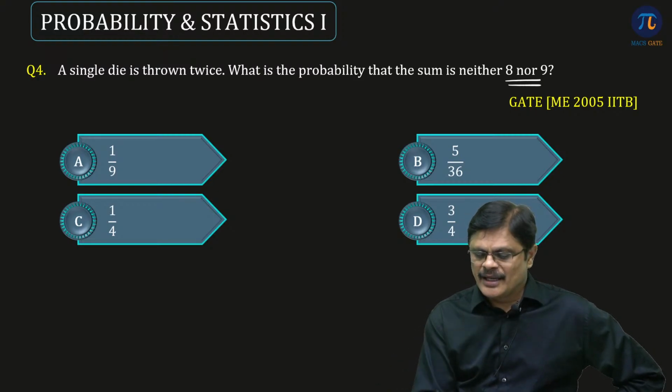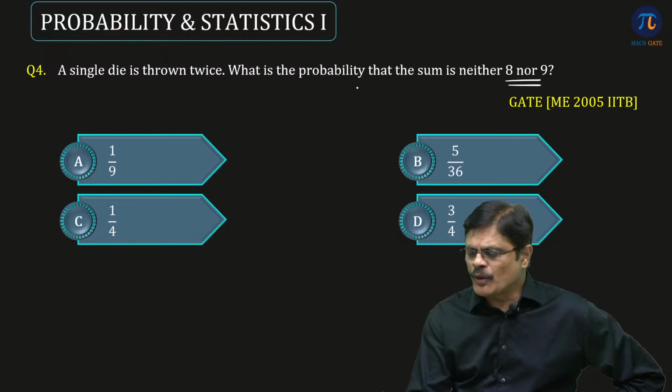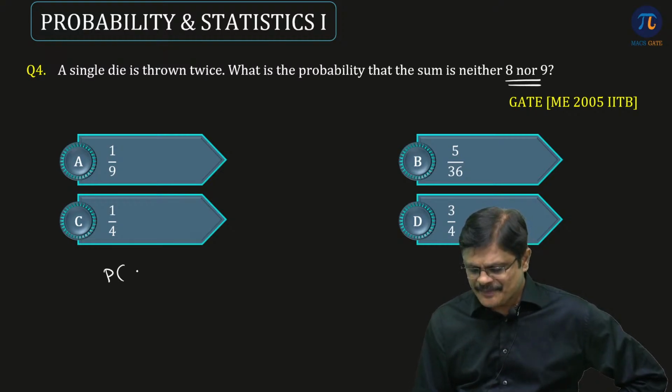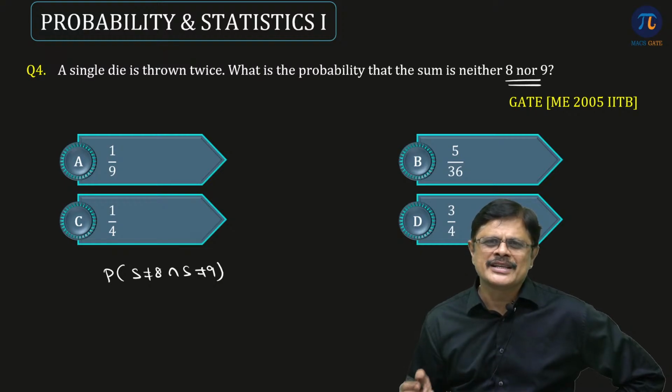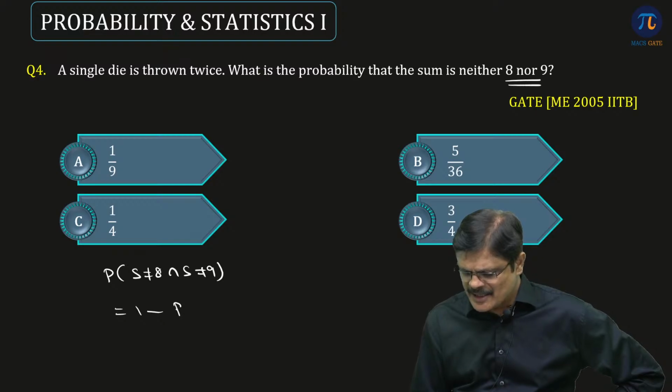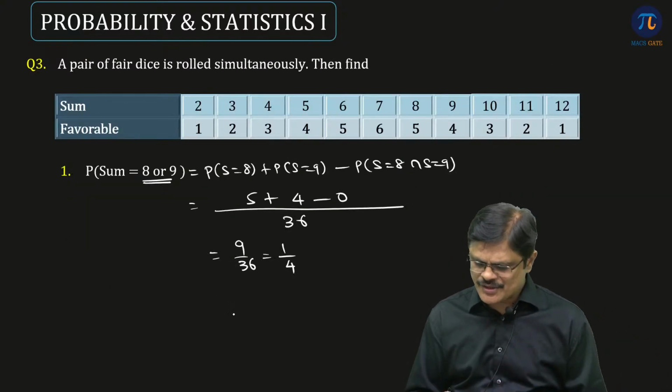A single die is thrown. What is the probability that the sum is neither 8 nor 9? So it is like A complement intersection B complement, which is nothing but 1 minus the probability that the sum is equal to 8 or 9, which we solved just now.